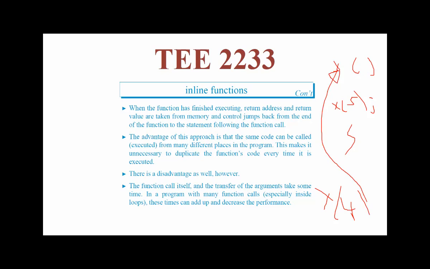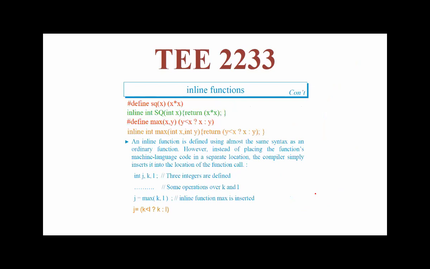So what is the disadvantage? The function call itself and the transfer of the argument takes some time. In a program with many function calls, especially inside loops, these times can add up to decrease the performance. Well, the sizes of code which we are using in our practice will be very small, so this disadvantage is actually not of much concern, because we'll be writing slightly smaller programs, right?